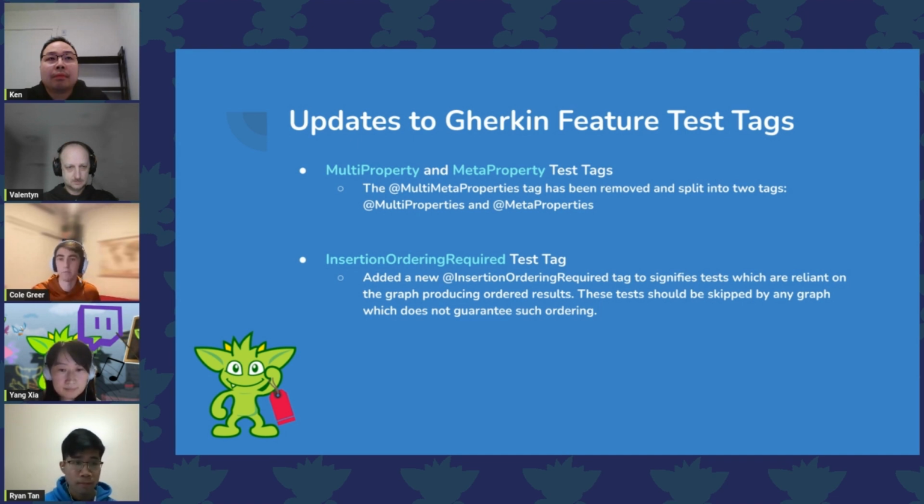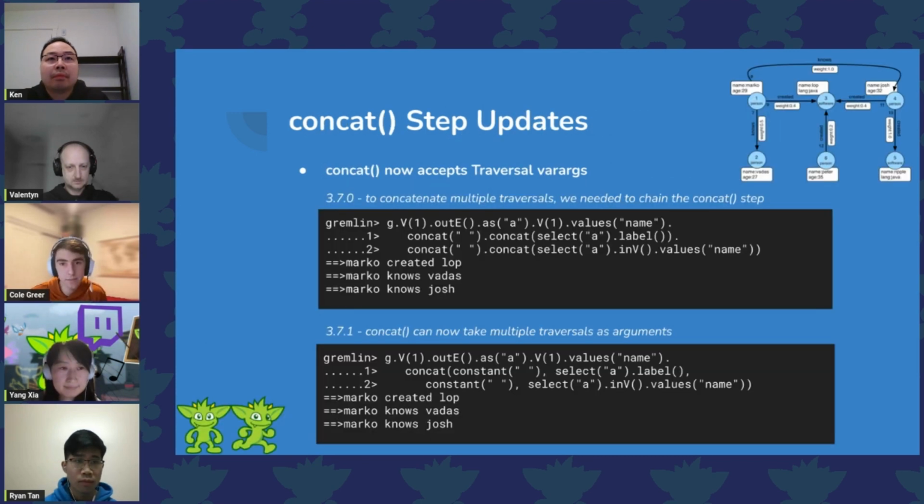Providers have had to manually figure out which tests they need to skip. We've gone through and corrected as many tests as we could, but the few tests that have remained that require this ordering now have this tag. So if your graph does not support such ordering, just use this tag to skip all those tests. Now I'll pass it off here to Yang, to talk a bit about some of the changes to concat.